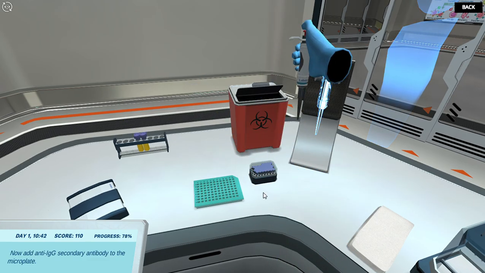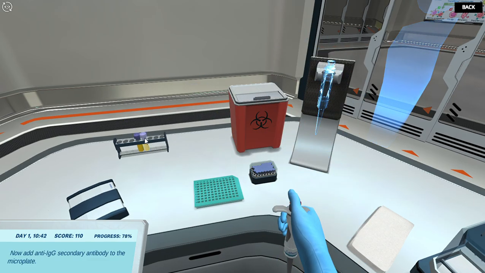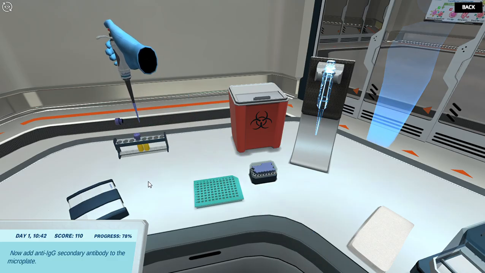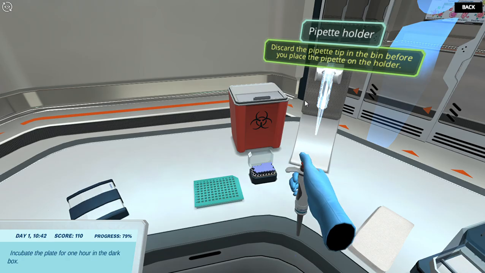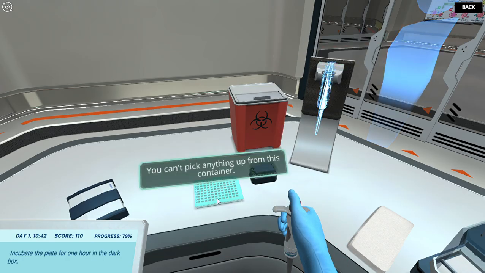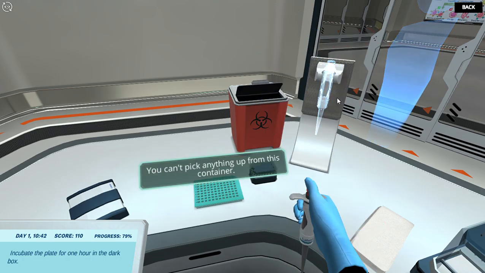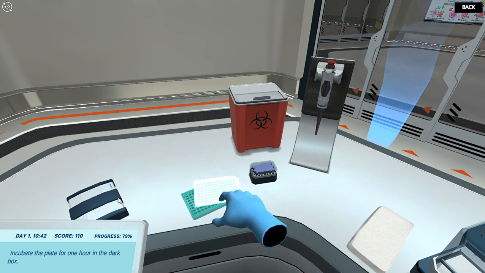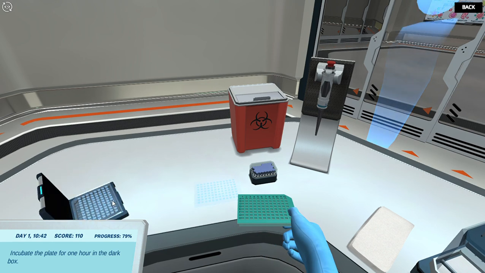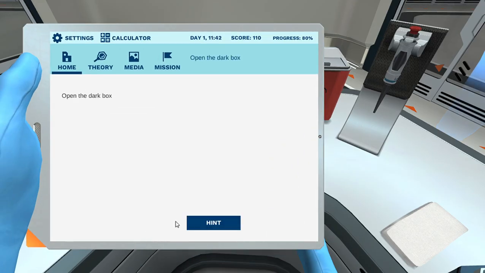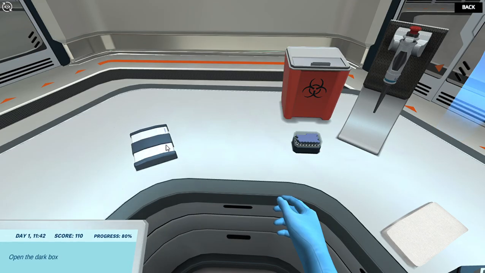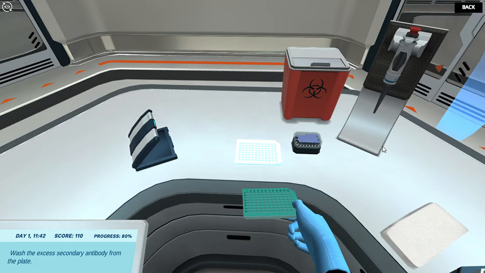Now add anti-IgG secondary antibody to the microplate. Incubate the plate for 1 hour in the dark box. You can't pick anything up from this container. Open the dark box. Wash the excess secondary antibody from the plate.